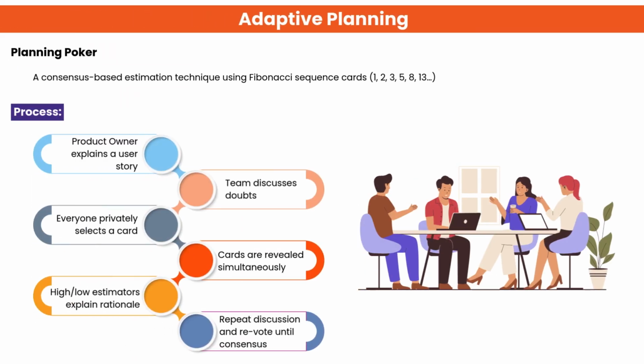Planning Poker is a collaborative estimation method using Fibonacci-based cards. The product owner presents the user story and the team discusses it. Each member picks a card privately, then all cards are revealed together. High and low estimates explain their reasoning. The team rediscusses and revotes until a consensus is reached.